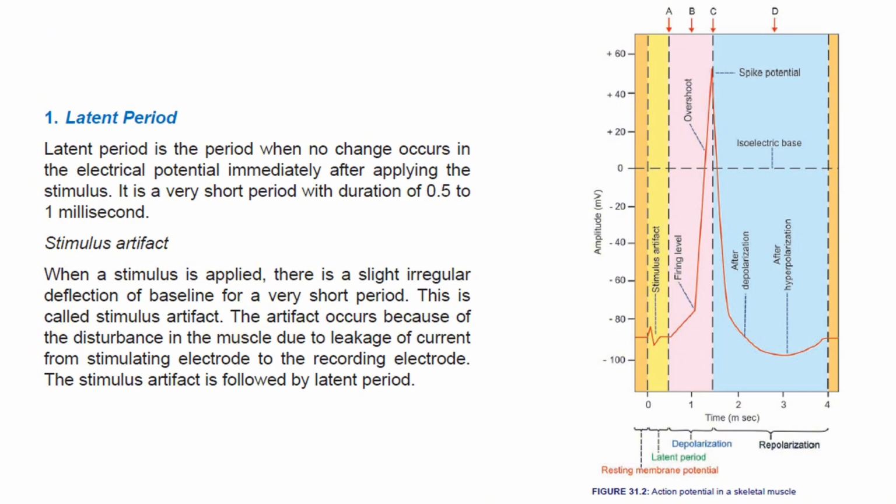It occurs due to a disturbance caused by the leakage of current from the stimulating electrode to the recording electrode. So the stimulus artifact is brief and precedes the actual latent period. Looking at the figure, you will see the stimulus artifact is marked as a slight deviation in the baseline. This is followed by the latent period where the curve remains flat, indicating no immediate change in potential.